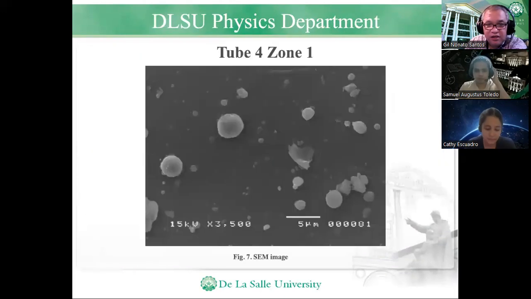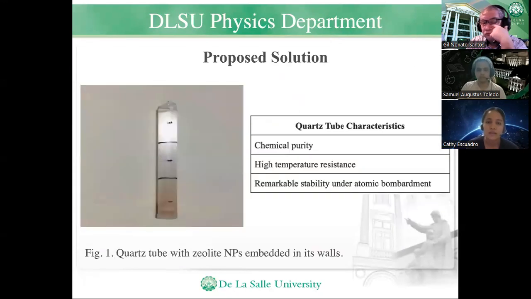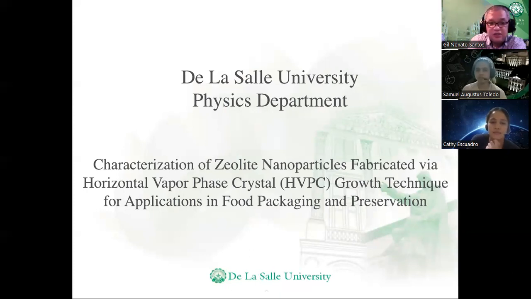If we compare, we're actually in the range of the standard plate count, so it's low. So we were able to prove that we can actually eradicate the microbial growth. Maybe by adding more and more nanoparticles, we can even reduce it further. This is just a preliminary study on how efficient the zeolite nanoparticles are in eradicating microbial growth, especially in food.